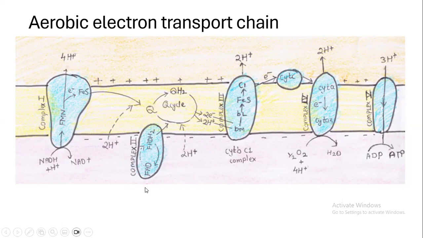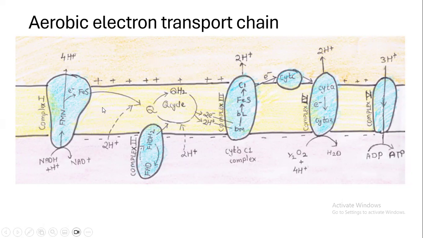The complex 2 or succinate dehydrogenase complex can similarly extract electrons and will first generate FADH2, and then from FADH2 the electrons will be accepted and directly transferred to the quinone. This complex 2 is not involved in exclusion of protons across the membrane and hence does not contribute to generation of a proton motive force.